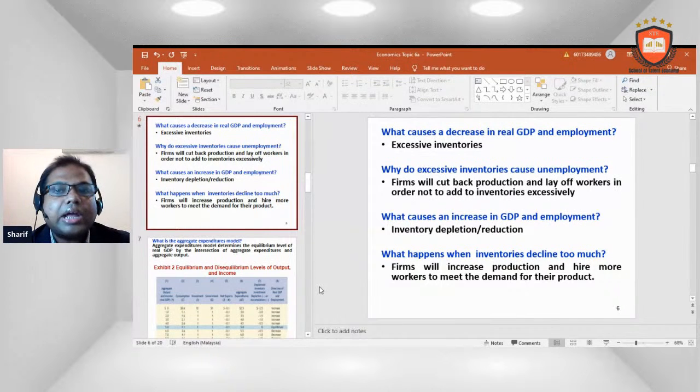So if we have enough products in our inventories, firms cut back production and lay off workers in order not to add to inventories excessively. What causes an increase in GDP and employment? Inventory depletions or reductions. For example, what happens when inventories decline too much? Firms will increase production and hire more workers to meet the demand for their products.